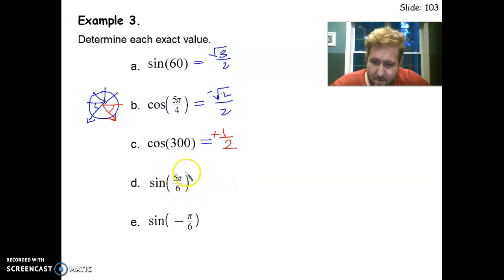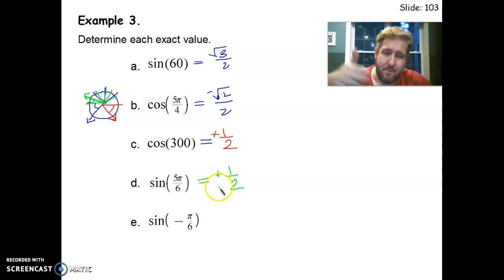For the next one, we have 5 pi over 6. So let's see. 1 pi over 6, 2 pi over 6, 3 pi over 6, 4, 5, 6 pi over 6. Okay, sorry. It would be a 30-degree reference angle in the second quadrant. So sine of 30 is 1/2. And it's in the second quadrant, so I know it's going to be positive because it's above the center height.